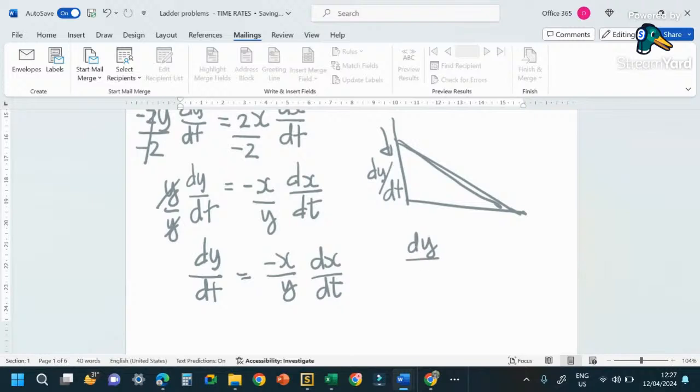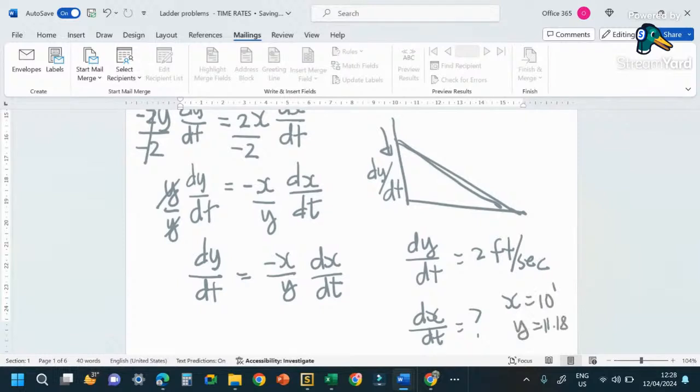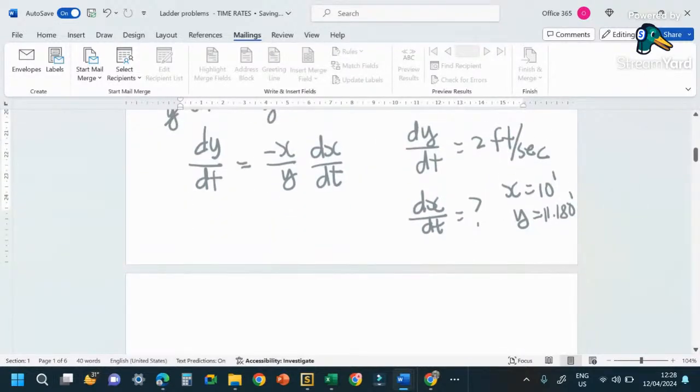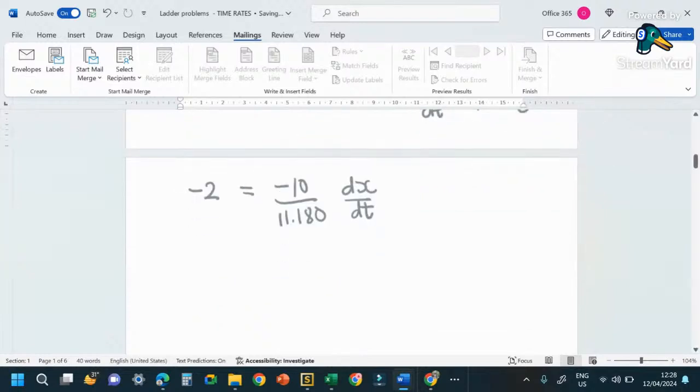So dy over dt is 2 feet per second, okay? And then dx over dt is what we're trying to find. Our x is 10 feet, and our y is 11.180 feet. Let's substitute all of these values. dy over dt is -2, equal to negative 10 over 11.180 dx over dt. Okay, it doesn't matter if we exchange them.